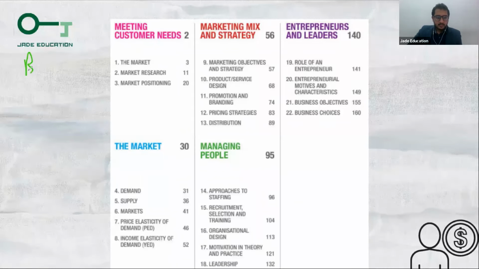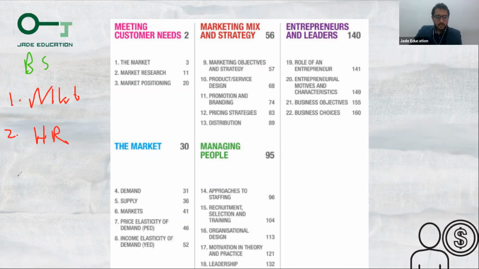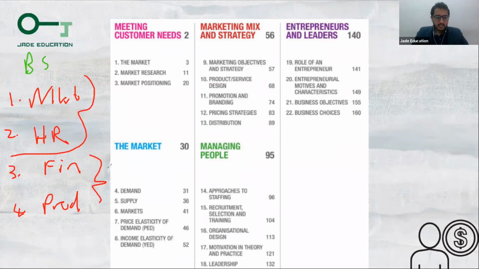So when you look at a business, you divide a business into its departments. One of the departments is marketing. The other one is HR. Then you've got finance, and the fourth one is production. So four of those, and in Unit 1, you're looking at just two, which are marketing and HR. Finance and production are in Unit 4.